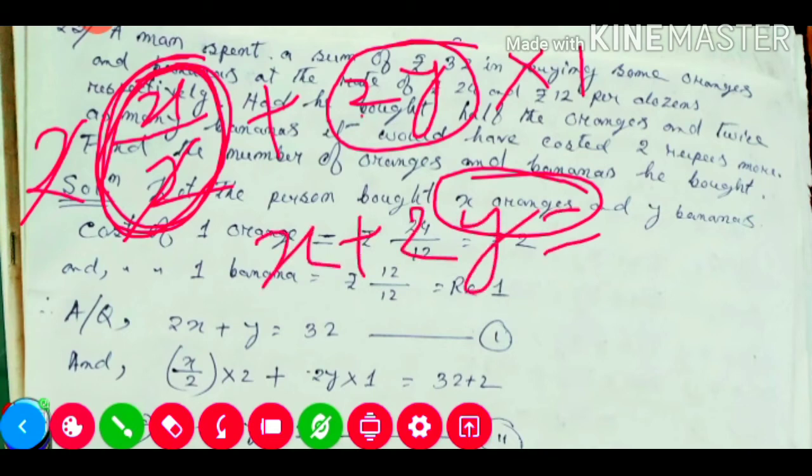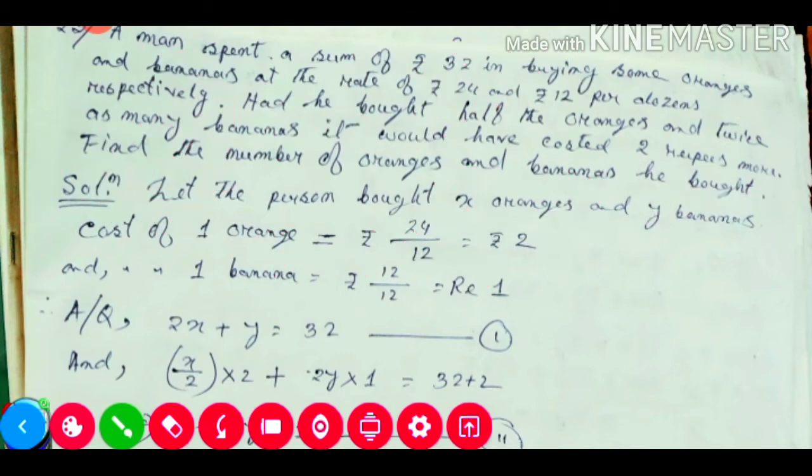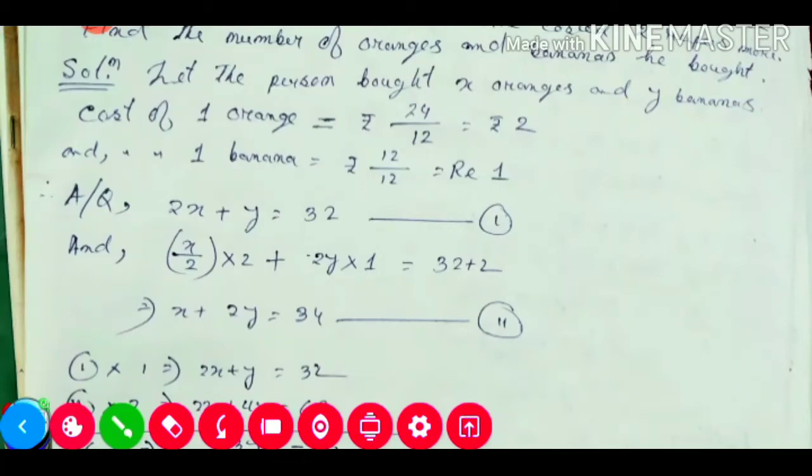At that time he needs to give 2 rupees more extra. That means 32 plus 2, that means 34. So x by 2 into 2, that is half of the oranges, and the price of 1 orange, plus 2 into banana. Whatever number of bananas he bought before, now it became double, into the price of 1 banana, is equal to 32 plus 2. So this 2 and this 2 will be cancelled, so x remains, and 2y, x plus 2y equals 34. Now we consider equation number 1 and equation number 2. Is anything similar? Not similar.